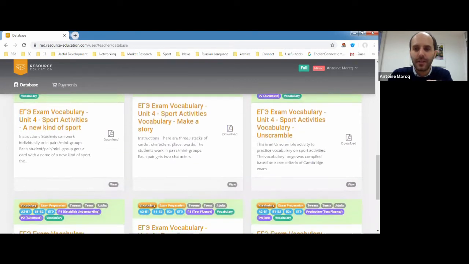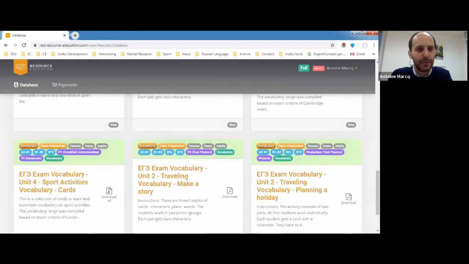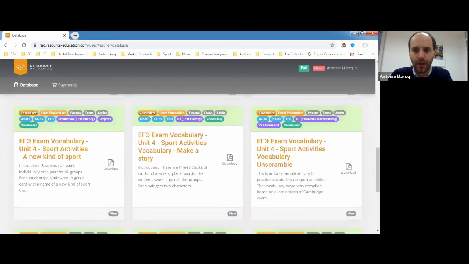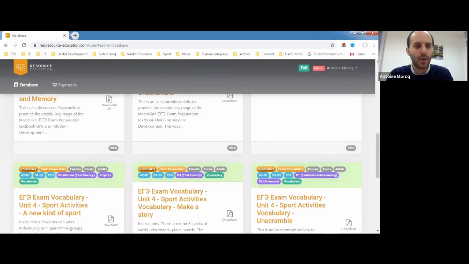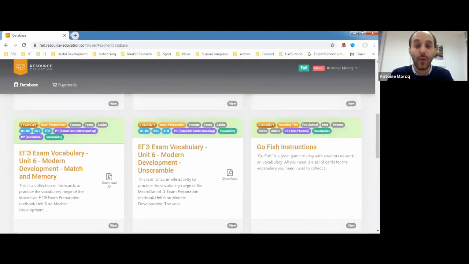And in each case, remember we had P1, P2, we had sport activities cards. Then we had unscramble, then we had make a story for P3 and for production, an original speaking activity. We're going to do the same thing this week with Unit 6. Unit 6 is a specific unit. The vocabulary range is very wide. So we summarized it into modern development.